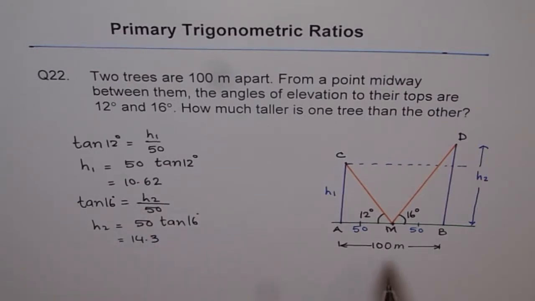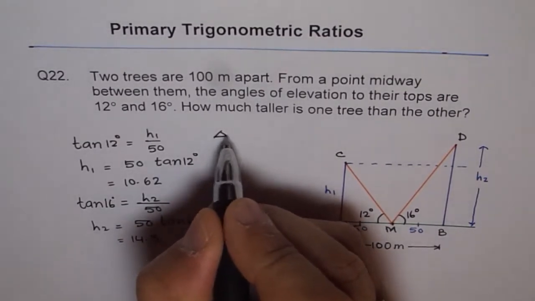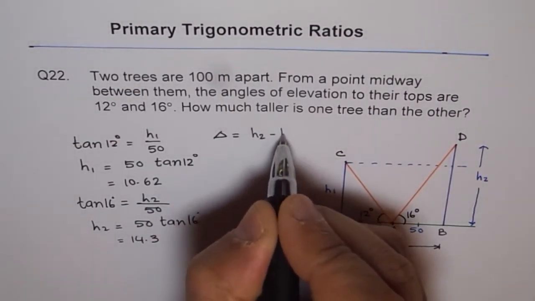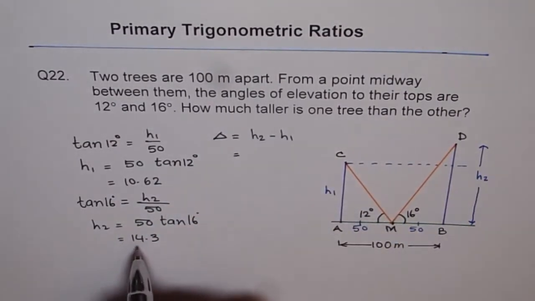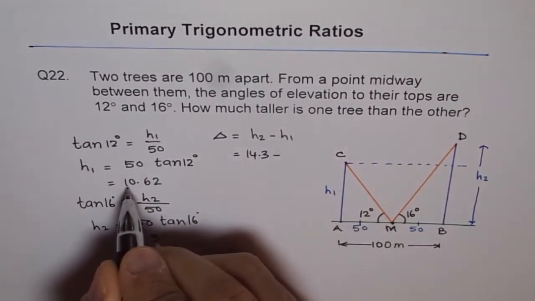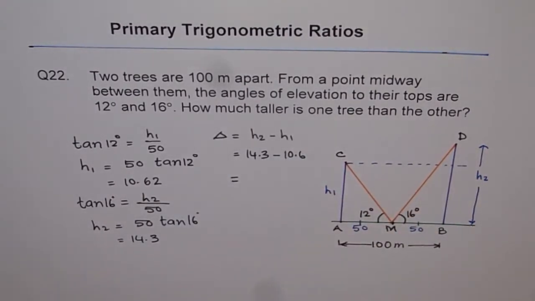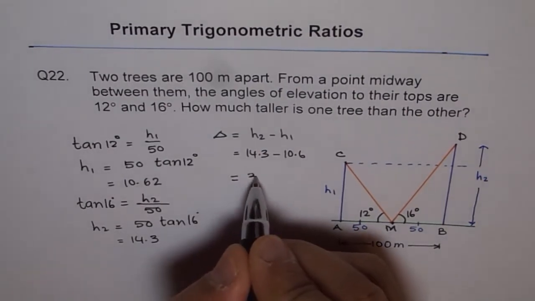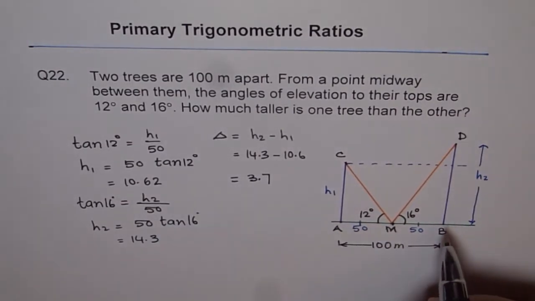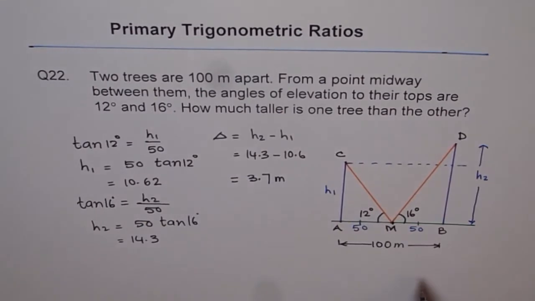Now, what is the difference between the two? The difference is h2 minus h1. So the difference equals 14.3 minus 10.6. And what do we get? 14.3 minus 10.6 is 3.7. Since the units are meters, this difference is also in meters.